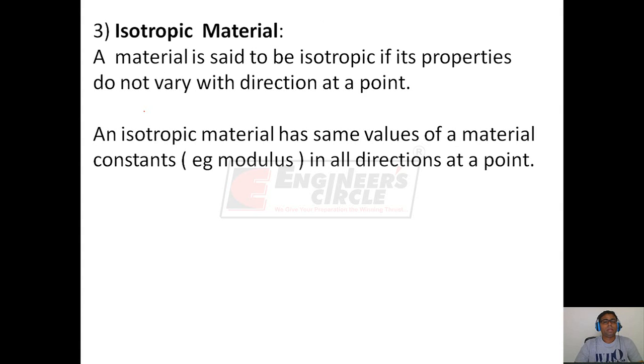So, an isotropic material has the same values of material constants in all directions at a point. When I talk of isotropic, it simply means that at a point the material properties are equal in this direction, this direction, this direction, in any direction at this point. So isotropy is always to be observed at a point only, in different directions.